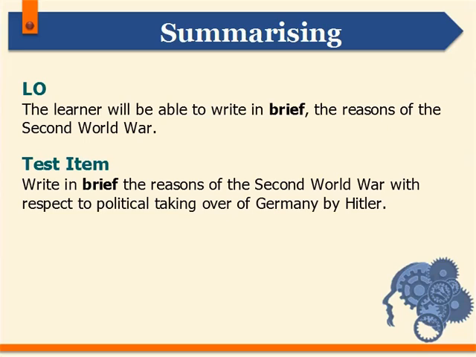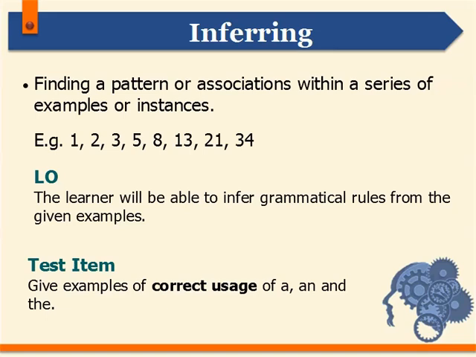World War. The test item for this objective could be write in brief the reasons of the Second World War with respect to political taking over of Germany by Hitler. Here, note that the learner is asked to summarize about one of the reasons. Inferring involves finding a pattern or associations with a series of examples or instances. It occurs when the learner is able to identify the logic or the principle behind the relationship.